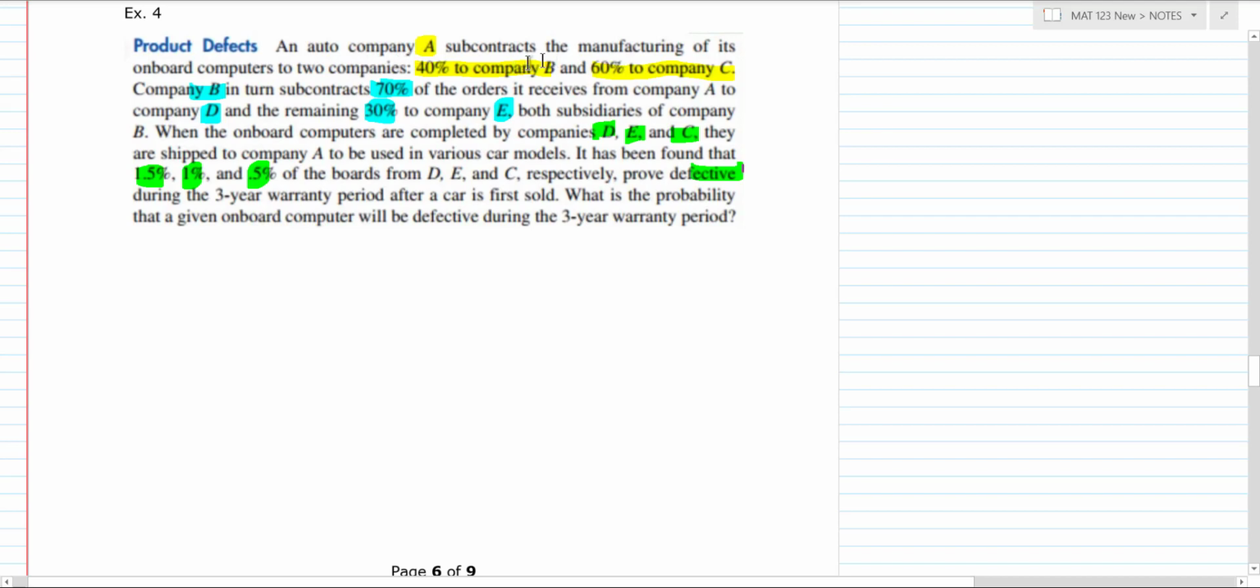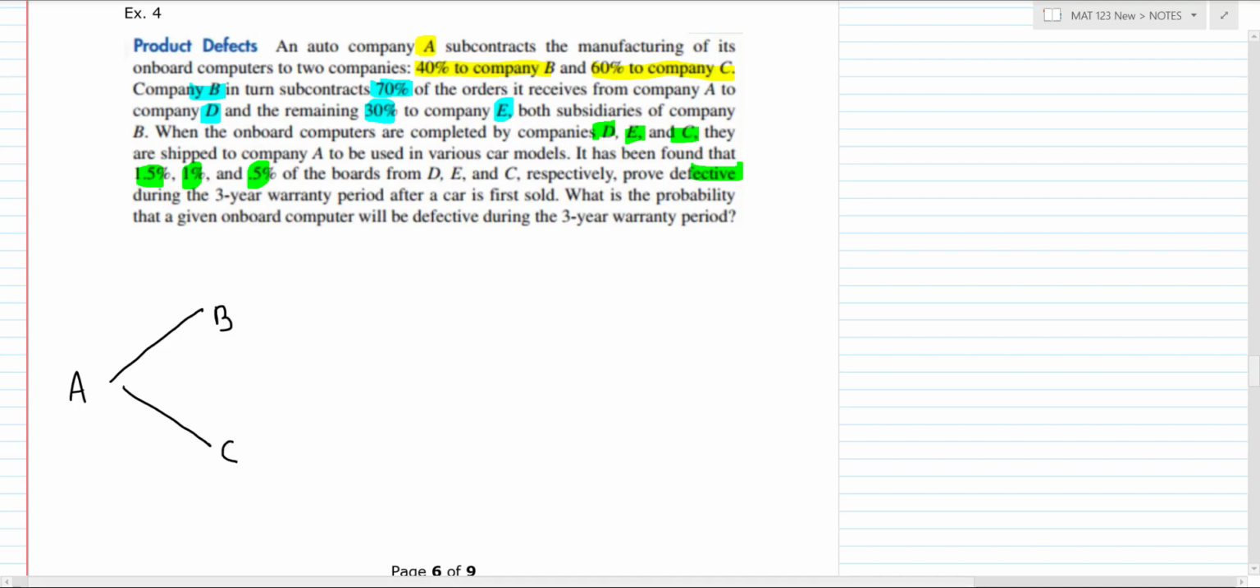So starting over again, it says company A subcontracts its manufacturing of computers. 40% go to B, 60% to C. So we're going to do a probability tree. We're going to start with company A. And again, we're going to subcontract this to company B and to company C. Okay, like that.